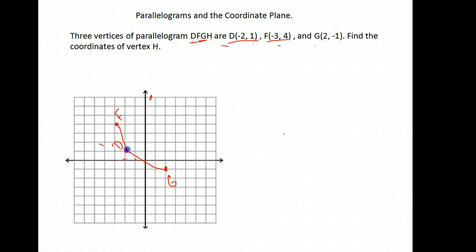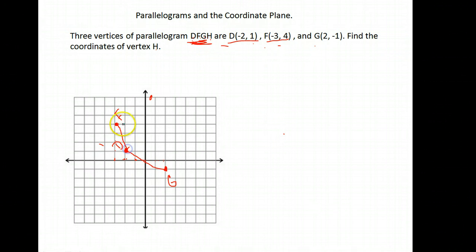2 to the left and up 1 for D. F is at -3, up 4. Very good. And G is at 2, -1. So 2 to the right and down 1. Then when you connect the dots, you have to do it in the right order. Connect D to F to G.